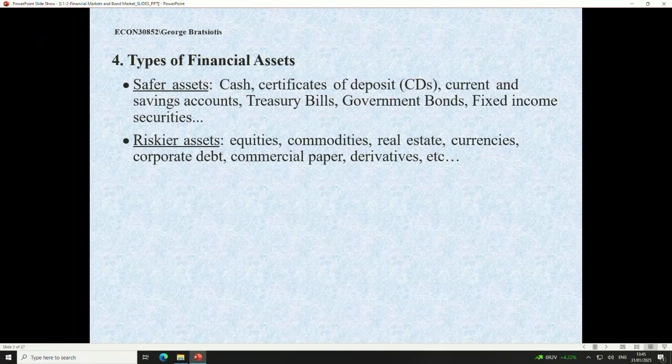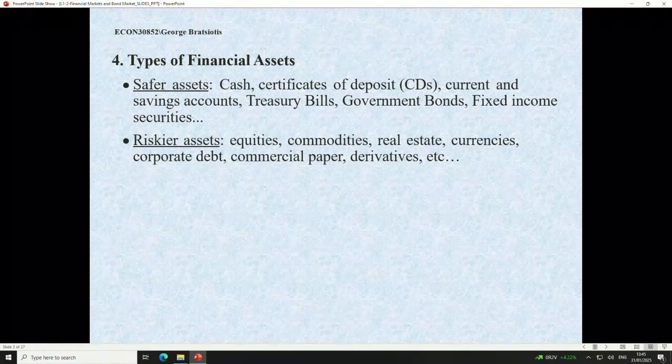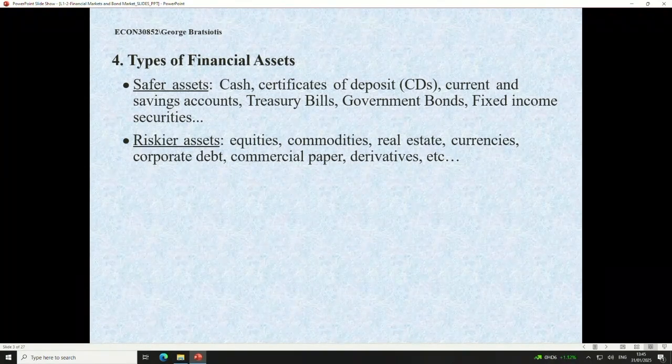Now, the good news is we'll be dealing with, which one do you think? Safer assets. And why are we going to be dealing with safer assets? Because it's safer for me to do so?